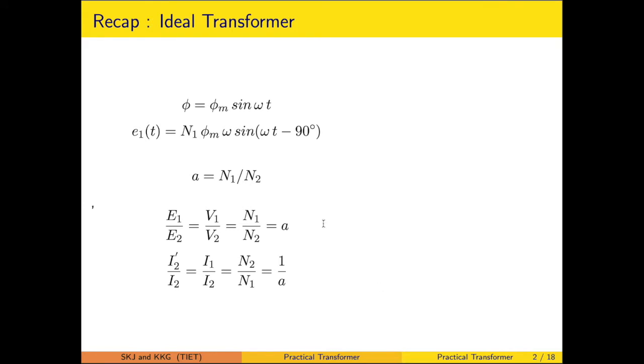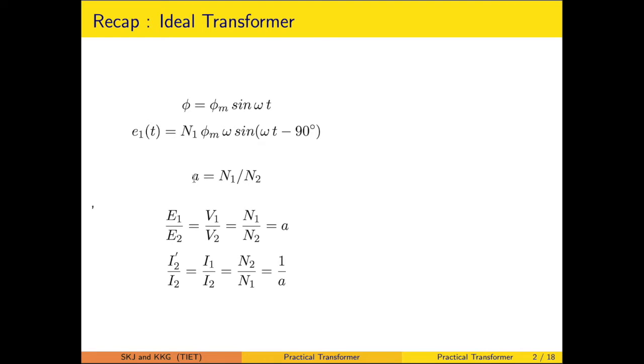In the ideal transformer, the flux was taken as a reference. Correspondingly, the induced EMF is calculated using the equation minus N d phi by dt. This is for the primary. Correspondingly, the expression can be obtained for the secondary as well.